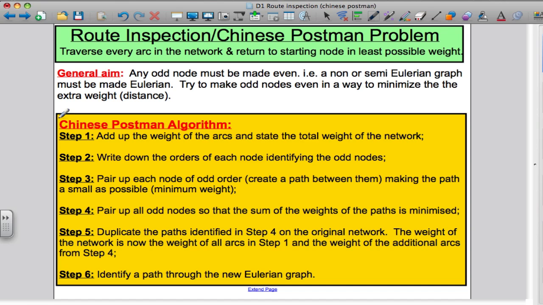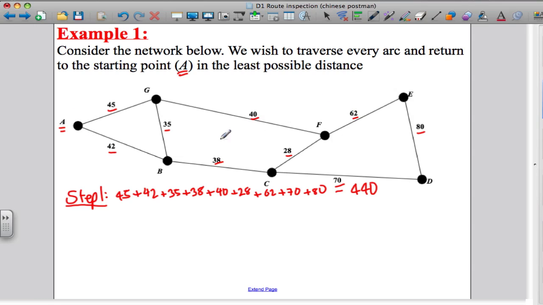Okay, what does step 2 say? Step 2 says work out the orders of each node, identifying the odd ones. Let's see if this is Eulerian or not. So let's do step 2. Order 2, order 3, order 3, order 3, order 3, order 2, and finally order 2. So actually this isn't a Eulerian graph. This is not going to be the least distance for this particular postman because we've got 1, 2, 3, 4 odd nodes. So we have 4 odds. So the odds are therefore G, B, C, and F. And we've identified them.